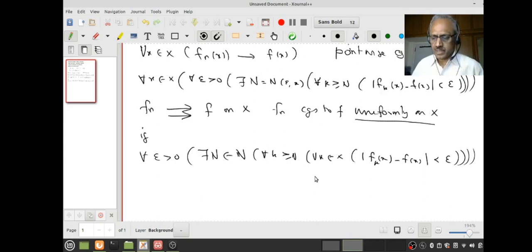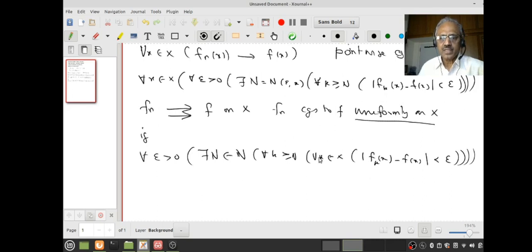If you are not used to my way of writing the quantifiers, you may be slightly uncomfortable. Let us do that. What does this say? For every x in capital X, f_n(x) converges to f(x). This is a sequence of real numbers, and you know how to write the definition. But I want to write now uniform convergence. What does it mean? You give me an epsilon, I can find an N, so that for every k greater than or equal to N, mod f_k(x) minus f(x) is less than epsilon.